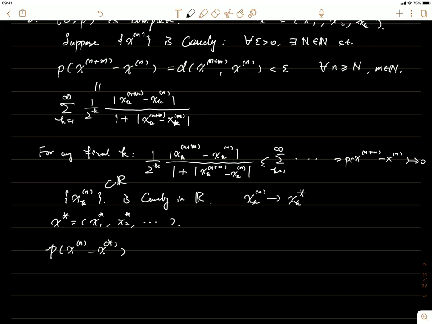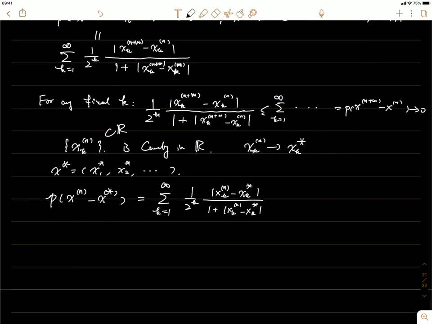This is actually equal to the sum for k from 1 to infinity of, okay, and just call the definition, 1 over 2 to the k times the absolute value of xkn minus xk star over 1 plus the absolute value of xkn minus xk star. So we want to show that this is converging to 0. This can be arbitrarily small for n large enough. And then we can again break this summation into two parts.